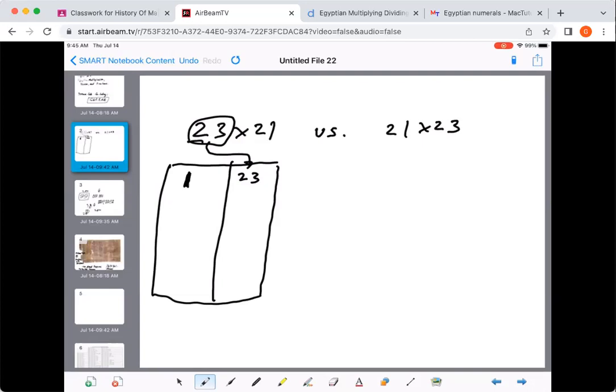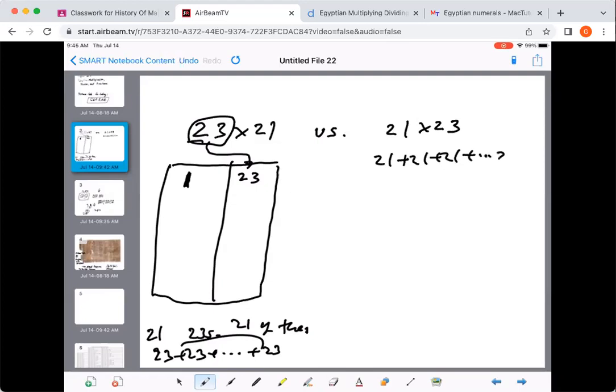When they think of 23 times 21, they're thinking like 21 23s, like 23 plus 23 plus 23, 21 of these. Versus 21 times 23, they think of that as 21 plus 21 plus 21, and there's 23 of them. Of course, we know you get the same answer, but it's a subtly different way of thinking about it.